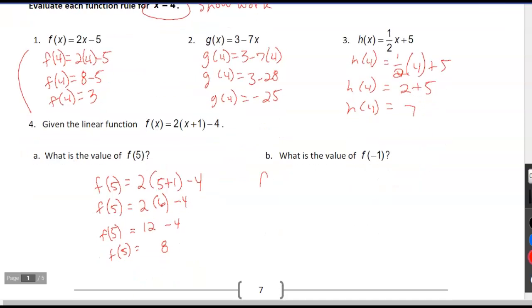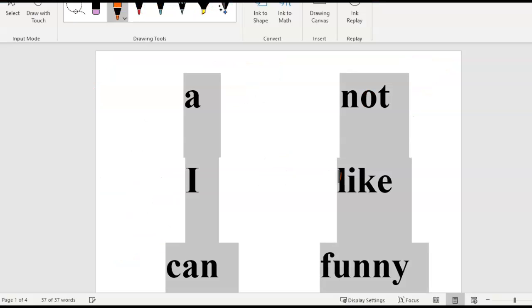And then another one says f of negative 1. So that equals 2 times, this becomes negative 1.